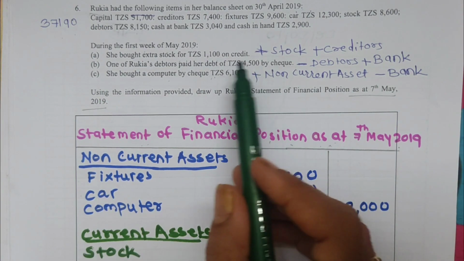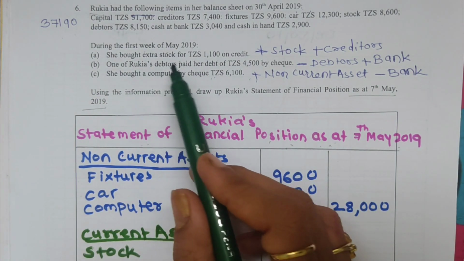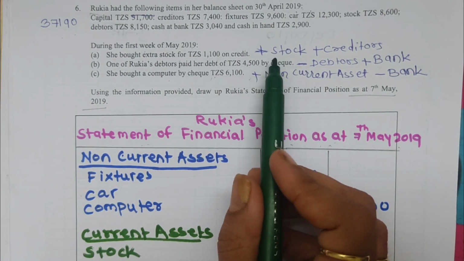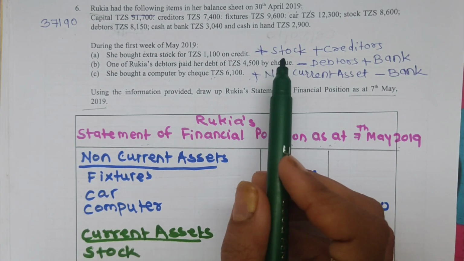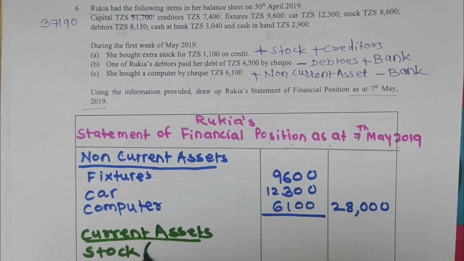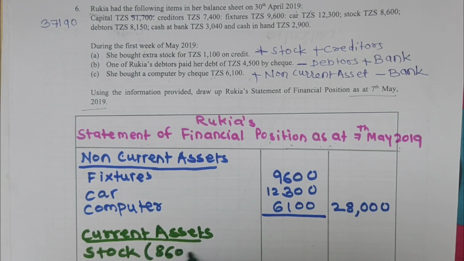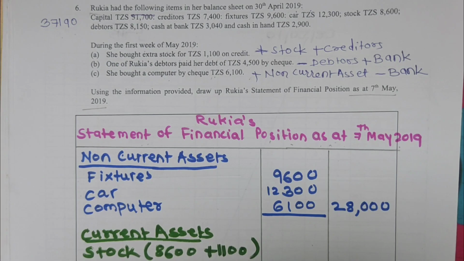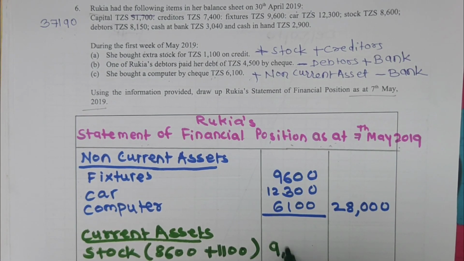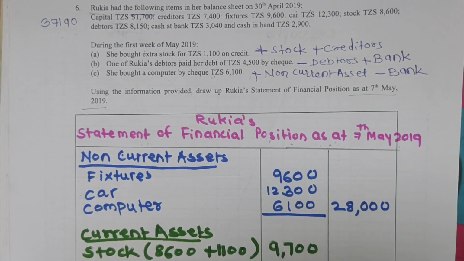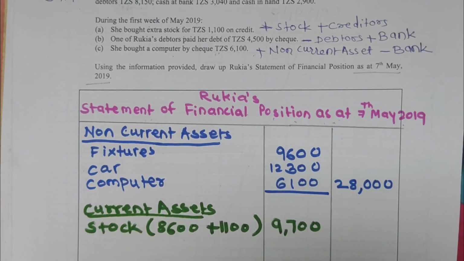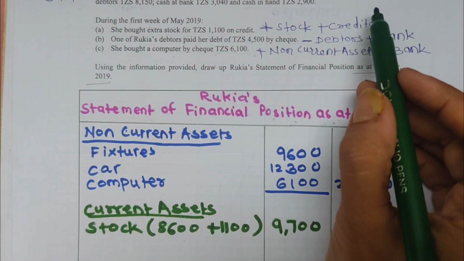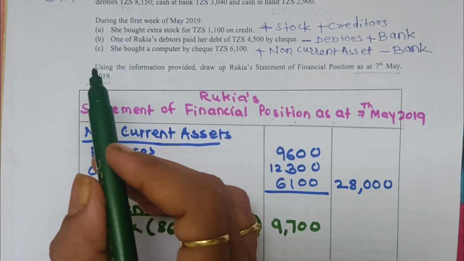Now we saw in adjustment number 1, she bought extra stock. So we have to add this 1100. Okay. So we will show this effect like this, 8600 plus 1100. So now the value of the stock should be 9700. After stock, let's see the next one.